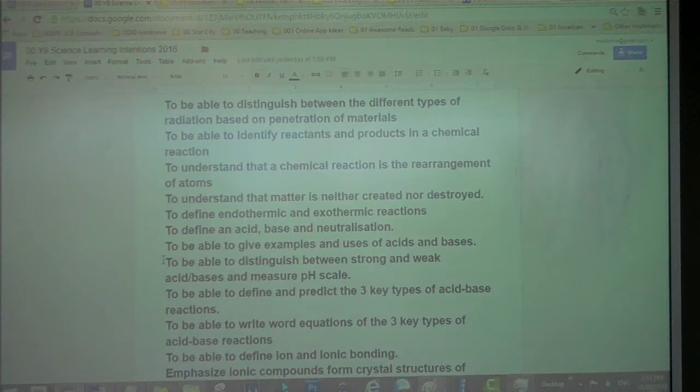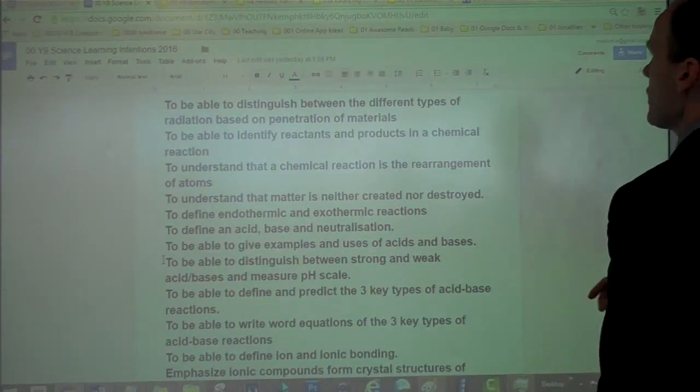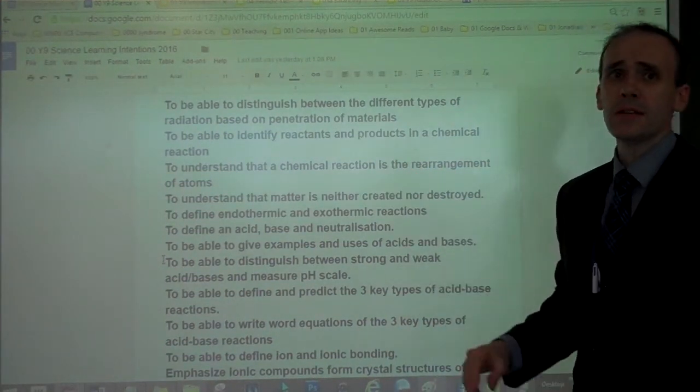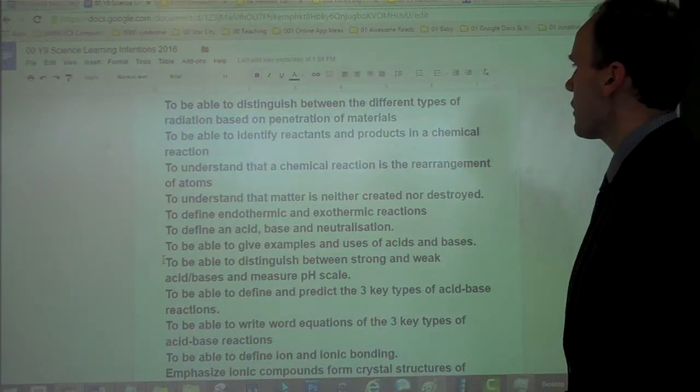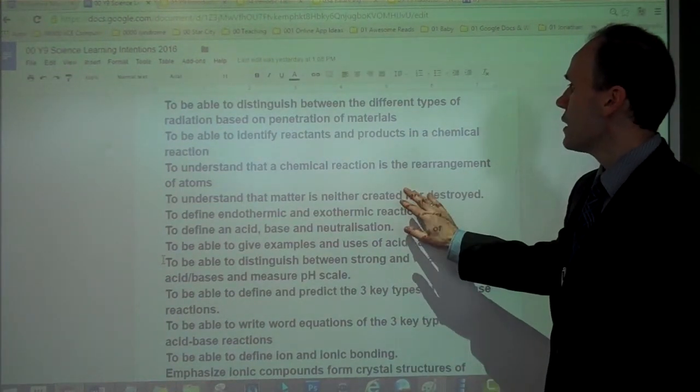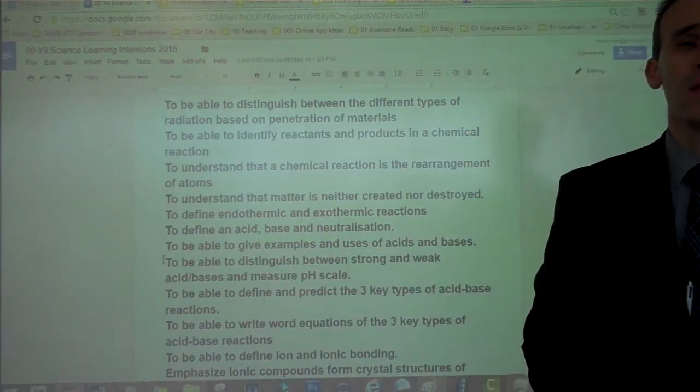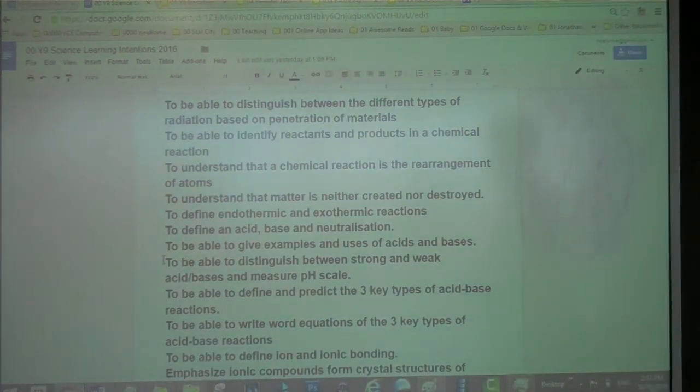Okay. Now, in a chemical reaction, the key point is that atoms are not being created, nor are atoms being destroyed, but rather you have a rearrangement of atoms. And that is reflected in the chemical equation.